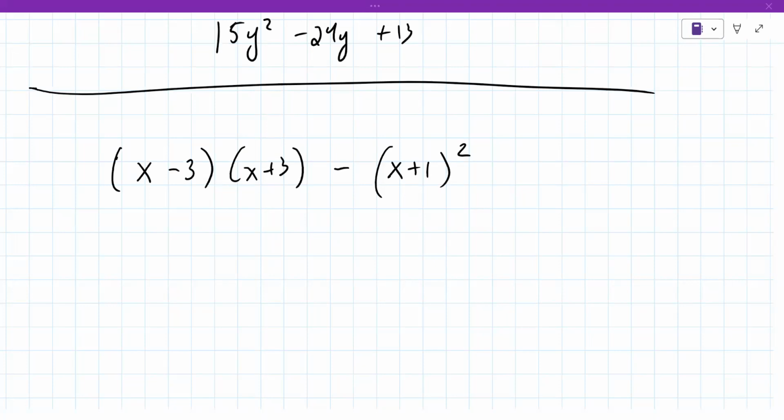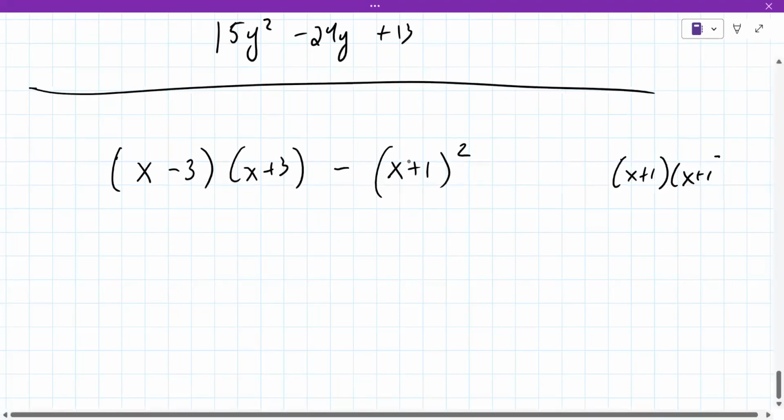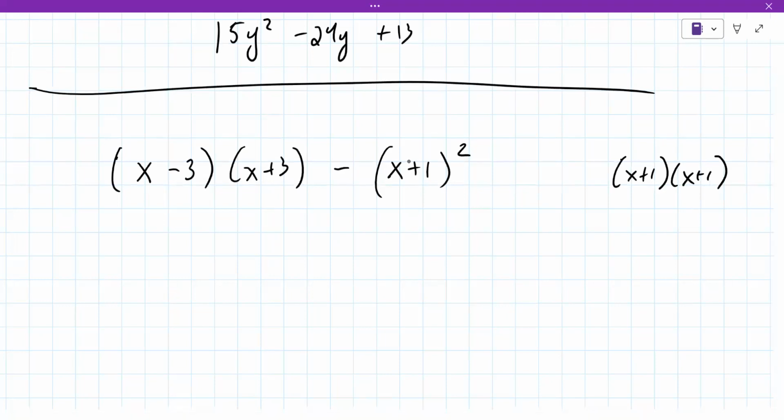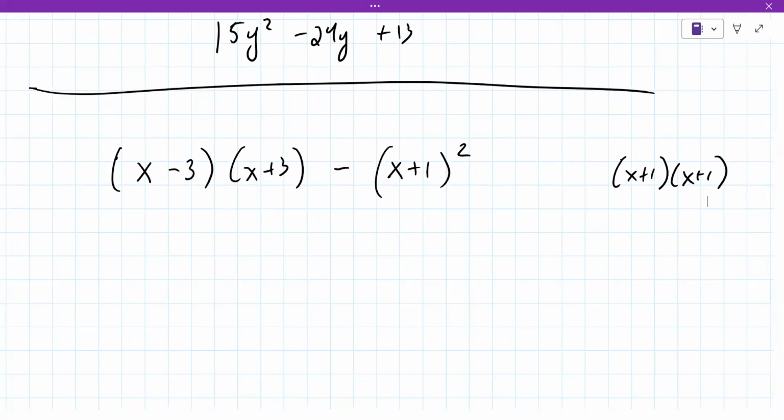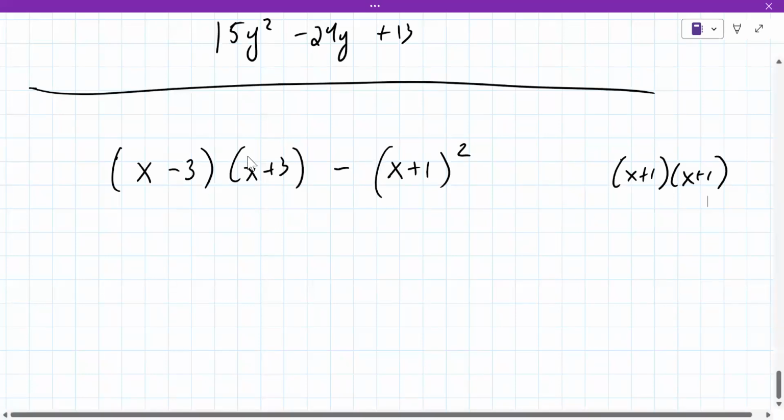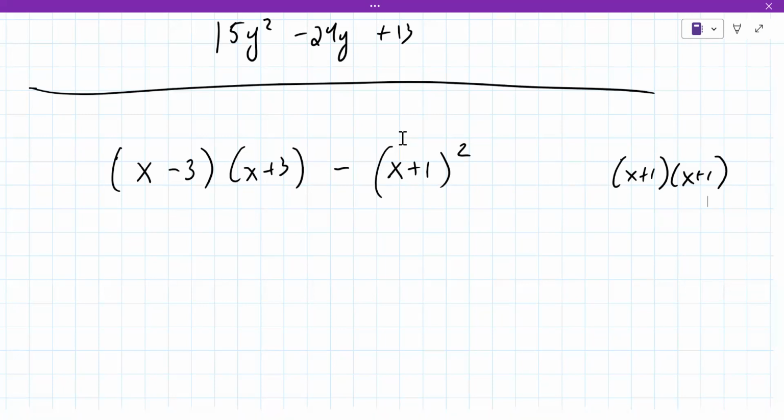Wait a second. Here's something I don't like. Out to the right, x plus 1 squared is x plus 1 times x plus 1. Oh yeah, whoops. Okay, so that would be x squared plus 2x plus 1. And then that negative out in front, that applies to everything, right? Yeah. So it would be x squared minus 9 minus x squared minus 2x minus 1.